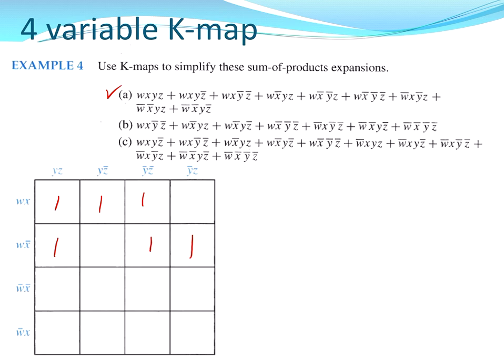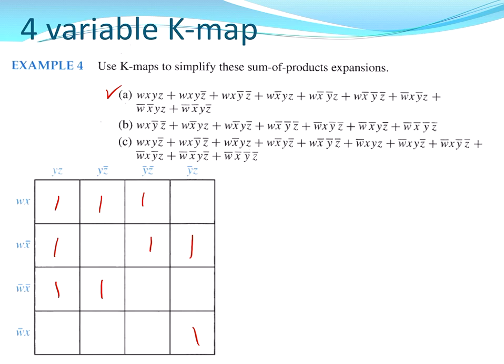And then W bar, X bar, Y, W bar, X, Y bar, Z will go here. And then W bar, X bar, Y, Z will go here, and W bar, X bar, Y, Z bar will go here. All right, so that's all of our ones in our table. We want to find groupings of power of 2 size as large as possible to cover these.